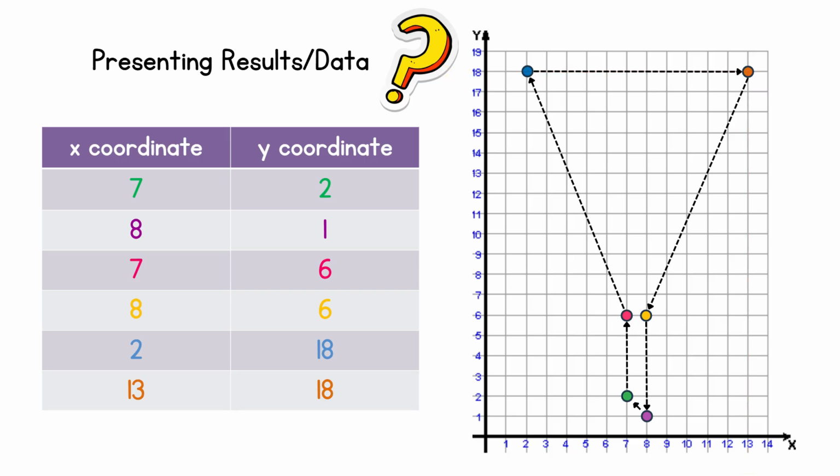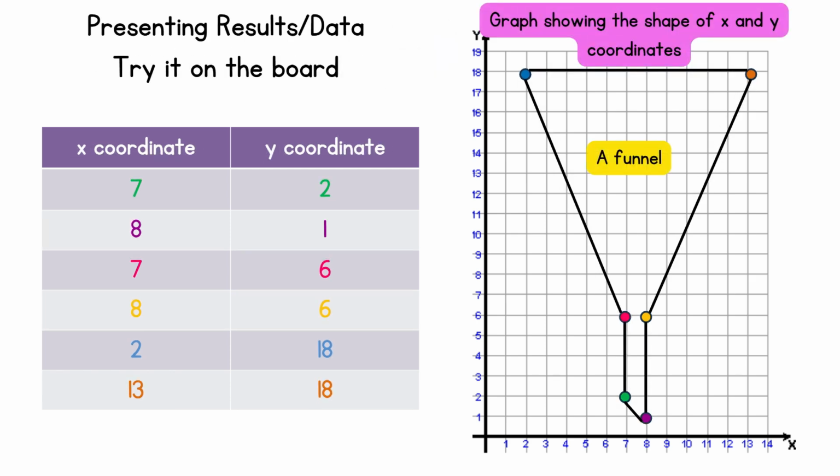So now you want to connect your points to give you the shape. And we see that we have something that looks like a funnel. Yay! So we have our title, graph showing the shape of x and y coordinates. Very good, everyone. I hope you got this figure.